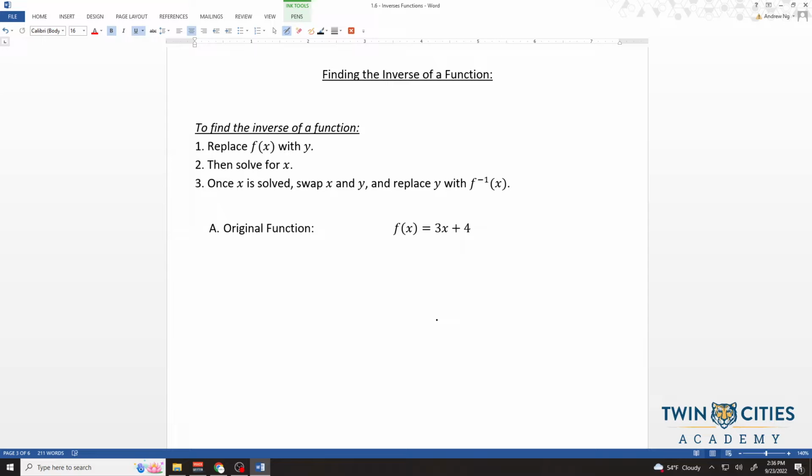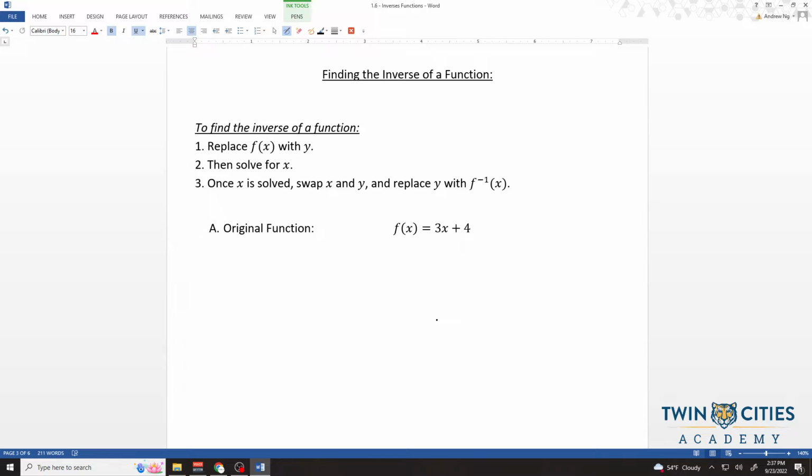Then step 3, once x is solved, this is actually taking your inverse. You're going to take your x, you're going to take your y, and you're going to swap them. So what was x becomes y, what was y becomes x, and then finally, you'll replace that newer y. We're going to go back to function notation, but this time we're going to say f to the -1 of x. And what this actually means is f inverse of x. This is the inverse of function f.